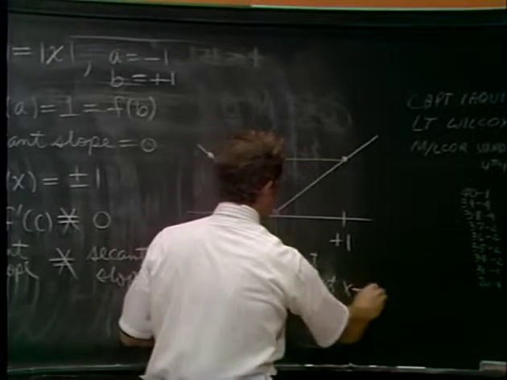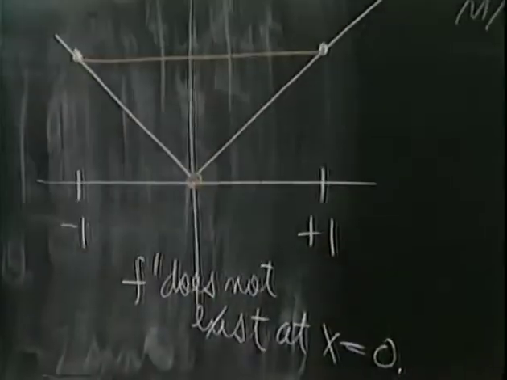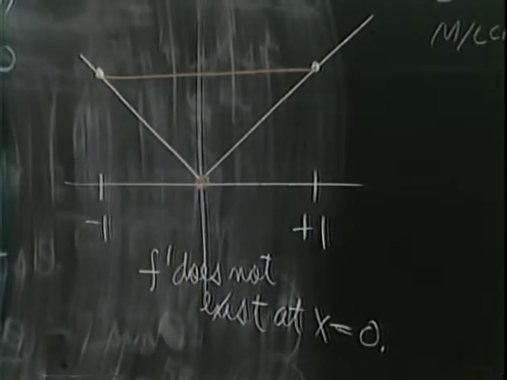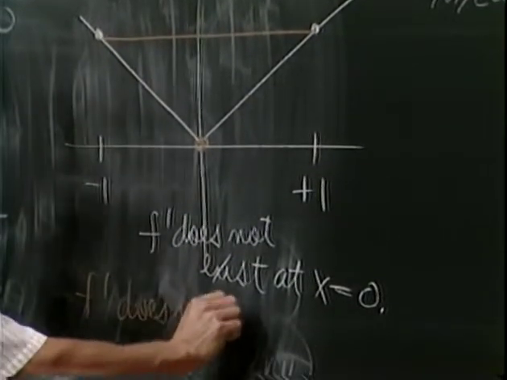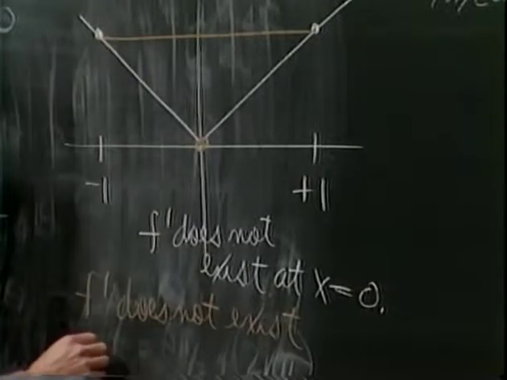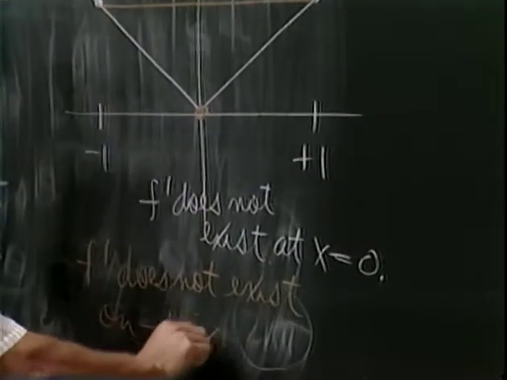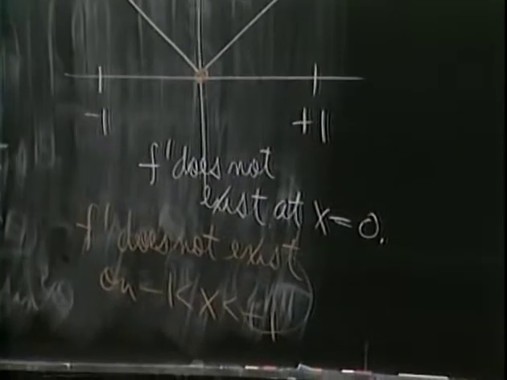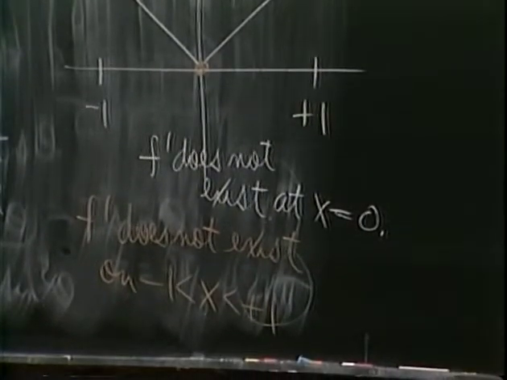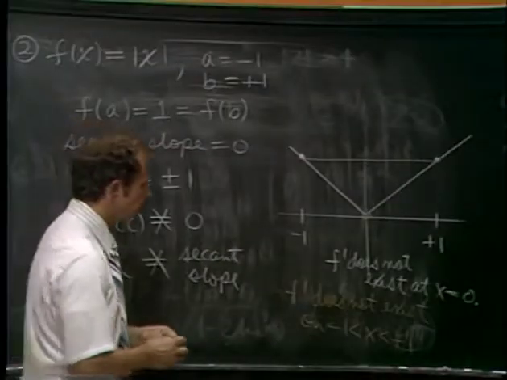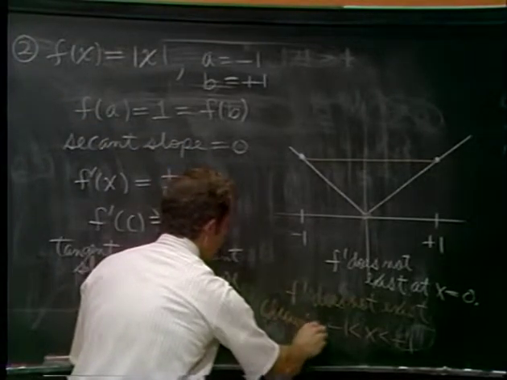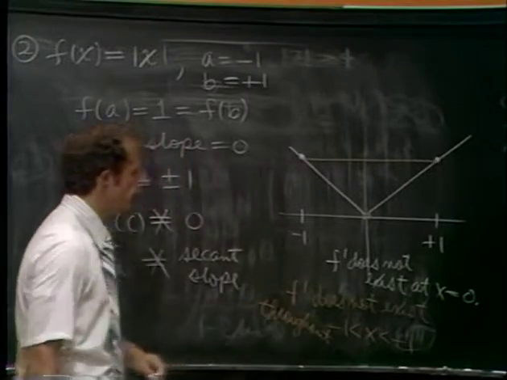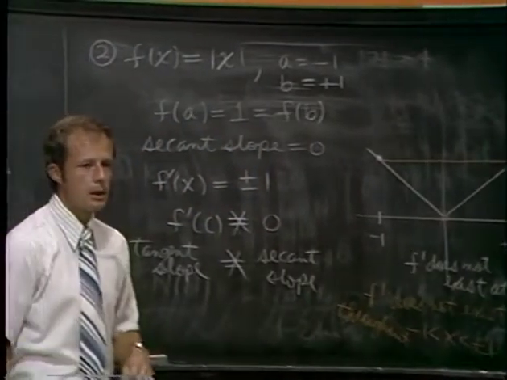at x equals 0. So this thing had problems because of a problem with differentiability. F prime does not exist on minus 1 less than x less than plus 1, at least once. Doesn't exist throughout the interval. Maybe that's the better word to use, throughout. F prime does not exist throughout the interval.